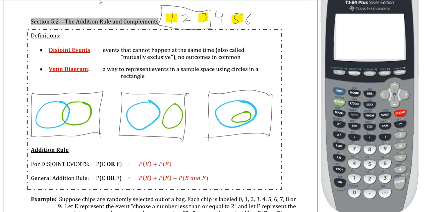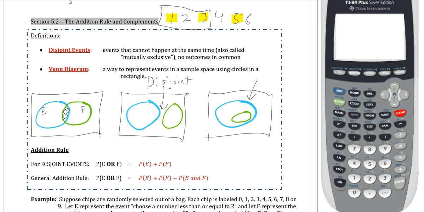Each circle is representing a different event. Blue represents one event, maybe blue represents E, and the green represents F. So two different events. Anything that's inside of the circle is anything that could happen with that event. So anything inside the blue circle could be represented for event E. Anything inside the green circle would represent event F. If you notice the first graph, there is some overlap there. That means they do share some outcomes in common. Whereas in the second graph, they do not share any outcomes in common. This would represent two events that are disjoint from one another, because they cannot happen at the same time.